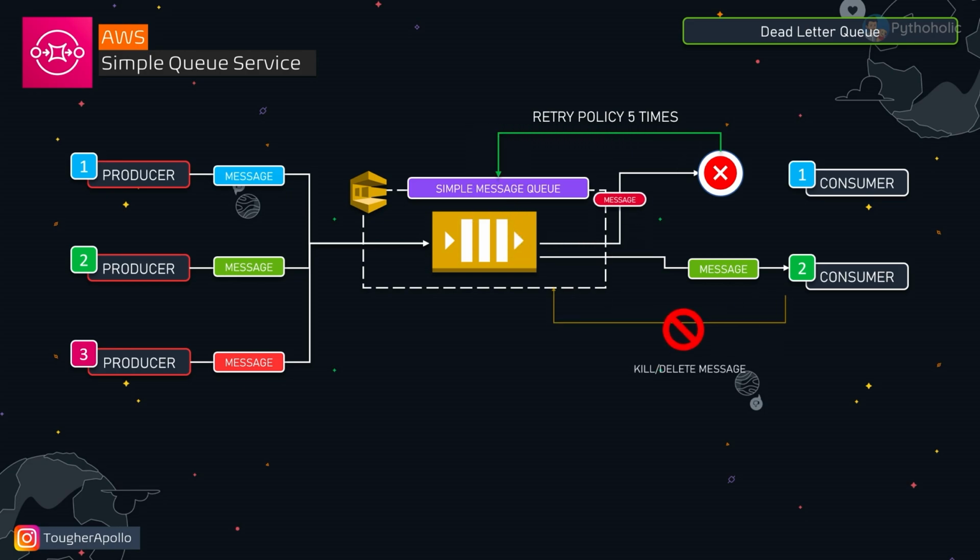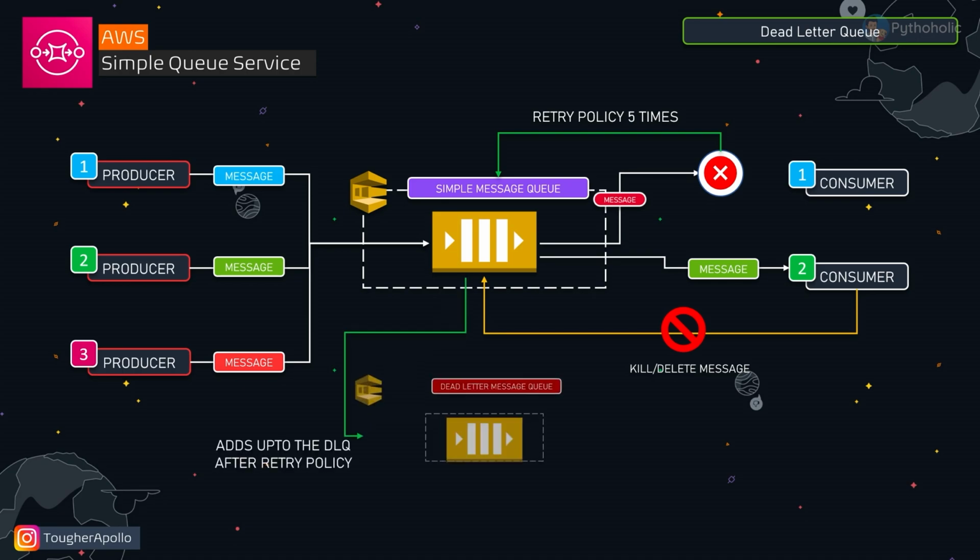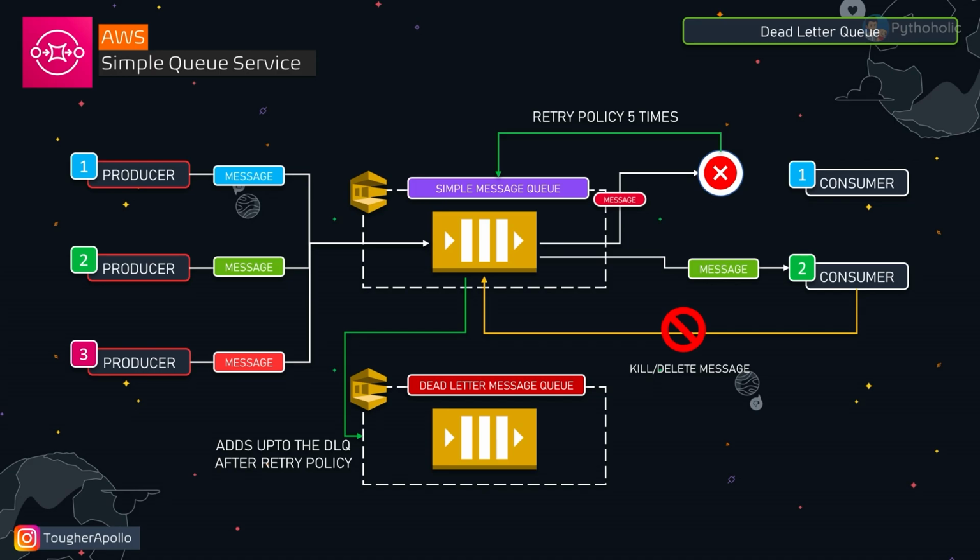On the flip side, if the message is successfully processed, we can use a delete message request to remove it from the queue, and that is the normal life cycle of a message in SQS. But what happens if the message fails and the maximum receive count is exceeded? This is where our dead letter queue comes in. Once the message receive count is exceeded for a message, it gets transferred here.